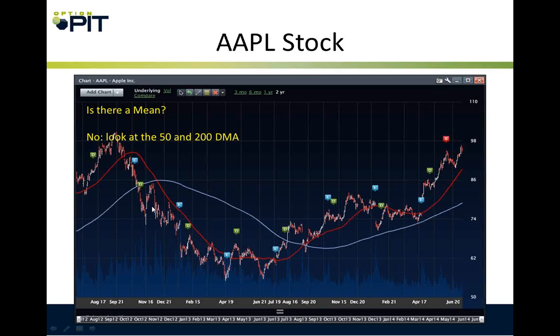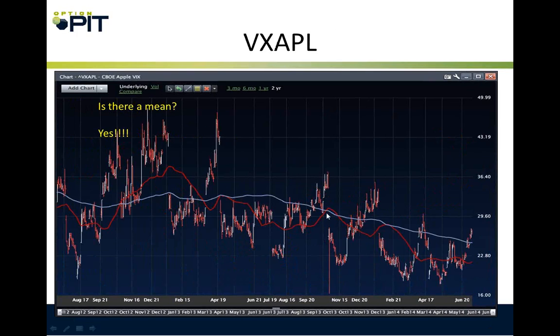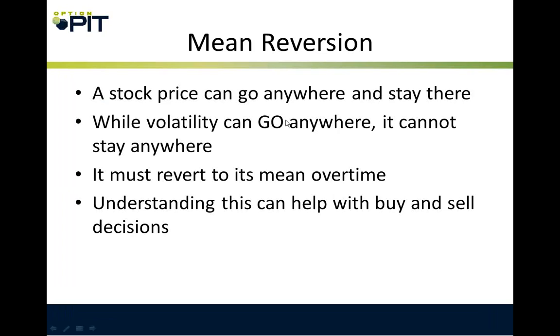So here's Apple. Take a look at that 50-day moving average and that 200-day moving average. Seem like there's any real pattern there? No. Now take a look at the 100-day moving average of VXAPL, that VIX of Apple. It's in a little downtrend right now, but it will go higher, and you can see that it really does stick to a specific range. So volatility mean reverts. It's really key. Basically, a stock price can go anywhere and stay there. Volatility can go anywhere, but it can't stay there.